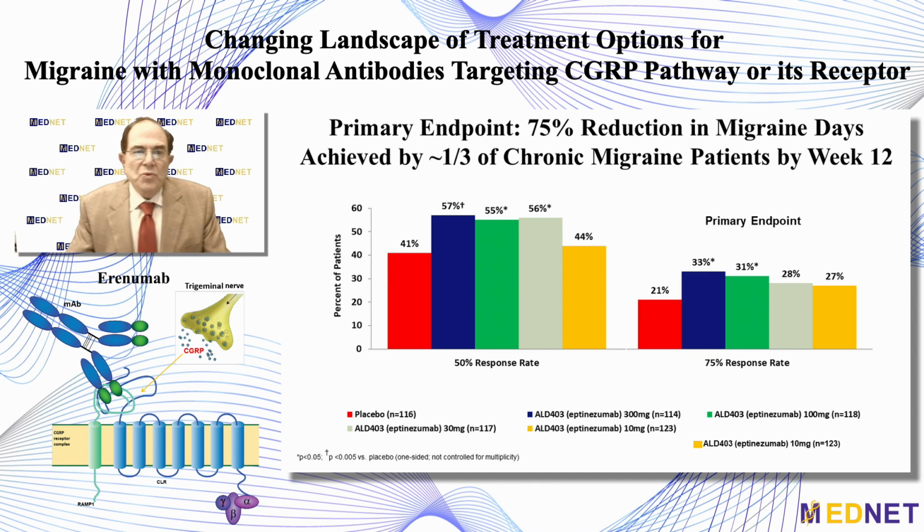If we look at one of the endpoints in the clinical trials, a 75% reduction in migraine days is achieved by a third of the chronic migraine patients by week 12. So you see the 50% response rate is over 50%. The primary endpoint in the trials was 75%. And you see, depending on the dose, it runs around 30 to 31%. So what we can tell our patients is that there's about a 50 to 60% chance of having a 50% reduction. And if you have a 50% reduction, there's about 1 chance in 2 of having a 75% reduction.